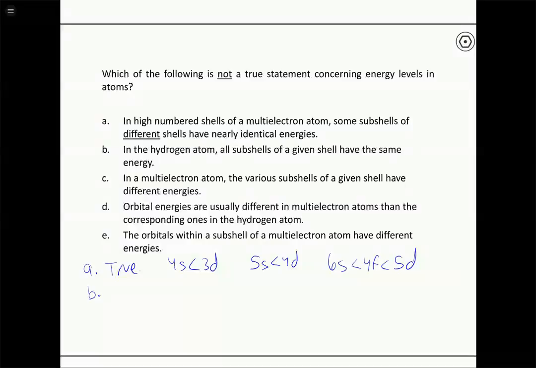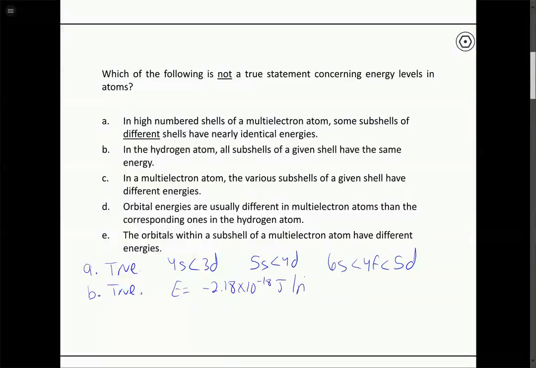So in B, in the hydrogen atom, all subshells of a given shell have the same energy. And this is a key distinction between single electron atoms, hydrogen, and multi-electron atoms, which is everything else. So for the hydrogen atom, the subshell energy only depends on the principal quantum number. So that means that all subshells of a given shell do have the same energy for hydrogen. As we saw from the Bohr equation, the energy levels for hydrogen atoms are given by negative 2.18 times 10 to the minus 18 joules divided by n squared, where n is the first quantum number, the shell number. n equals 1, n equals 2, n equals 3, and so on.